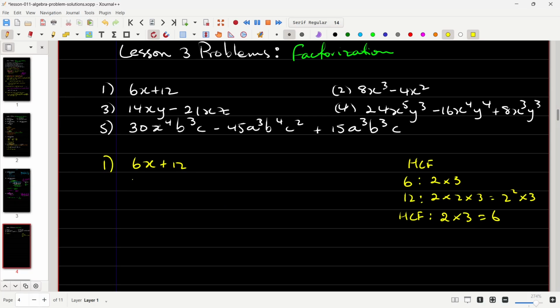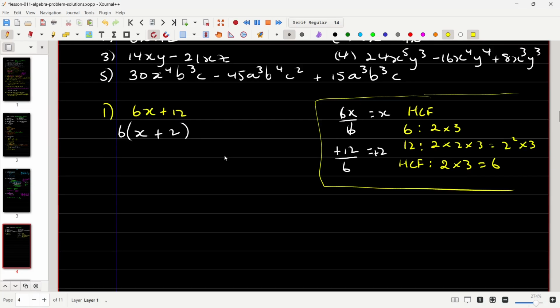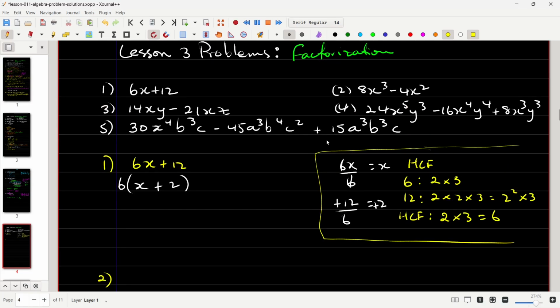So I'm going to pull out 6 from here. 6x divided by 6 is going to give me just simply x, so I'm going to have 6 into x. And then positive 12 divided by 6 gives me positive 2, so I'm going to put positive 2 here. And that's the factorization of that. All of this is done mentally, so you only need to go from here to here. I'm just writing out my thought processes so that you can see exactly what I'm doing.